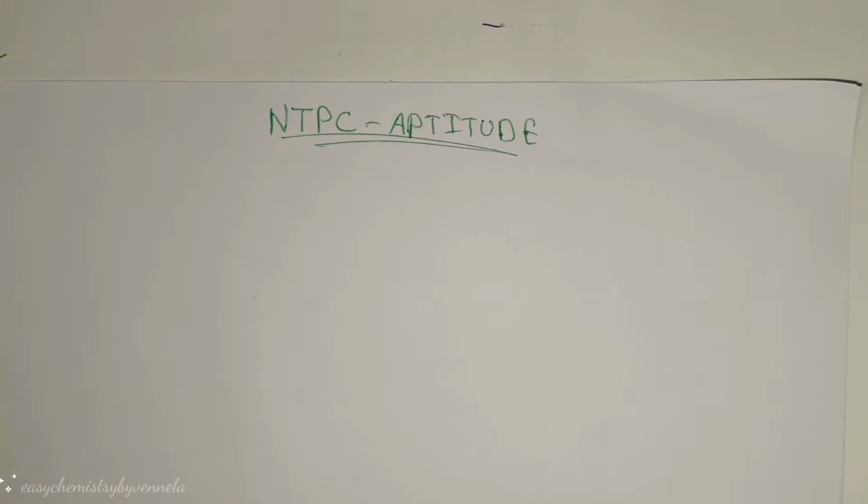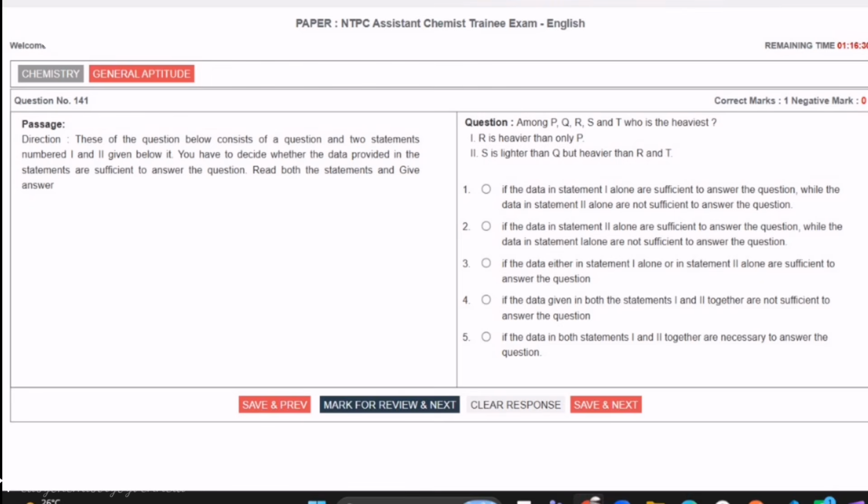The next question. The questions below consist of a question and two statements numbered 1 and 2 given below. You have to decide whether the data provided in these statements are sufficient to answer the question. Read both the statements and give the answer. Among P, Q, R, S and T, who is the heaviest? R is heavier than only P. S is lighter than Q but heavier than R and T.